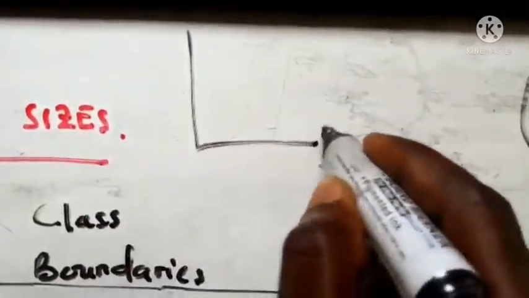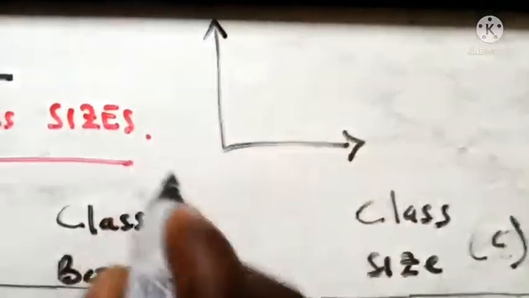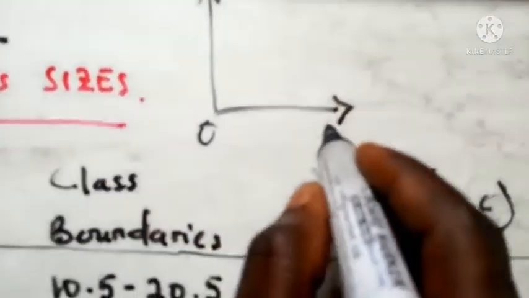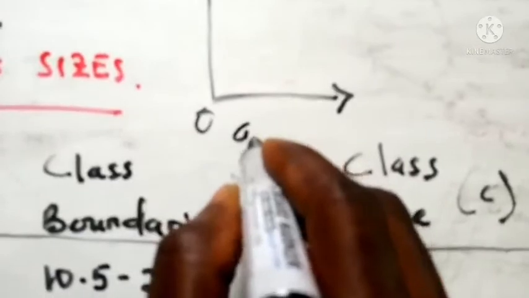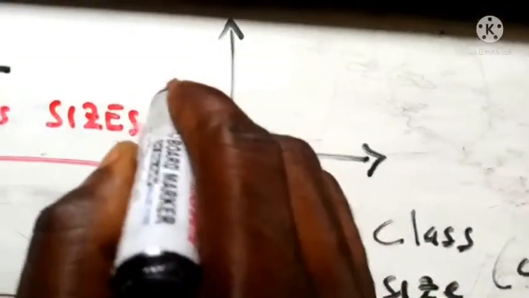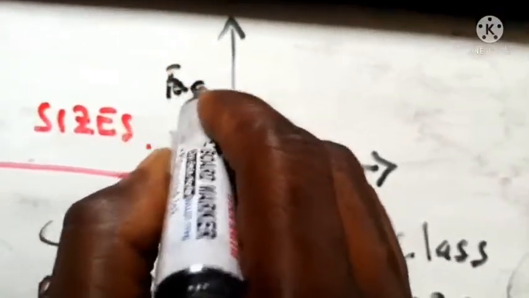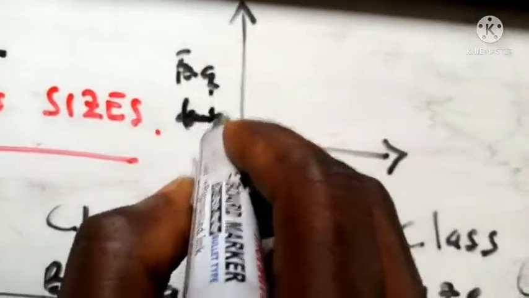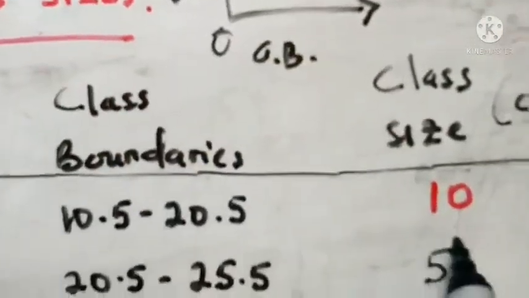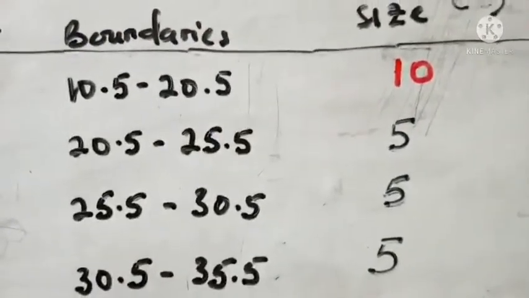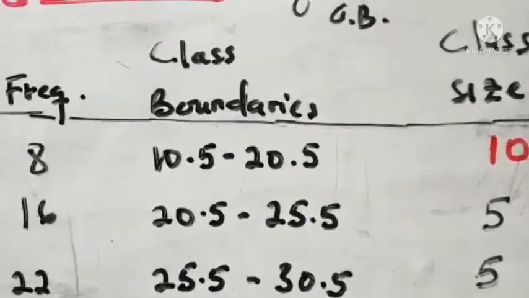This is how the histogram will look, something like this. I will demonstrate that in just a few minutes. Here you have your class boundaries, and the frequency density. Why density? Because we have different class sizes. And how do you know that the class sizes are different?